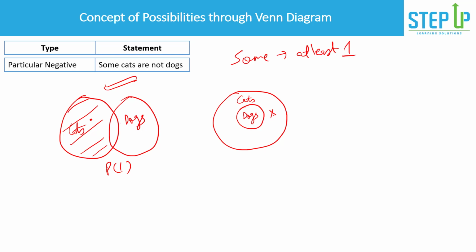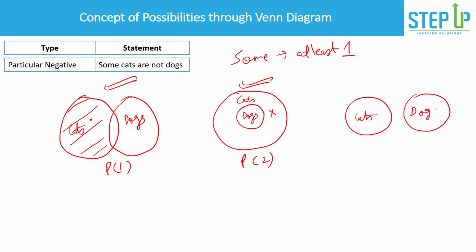Is this cat a dog? It's not a dog. That means it is validating the condition. So this is your possibility number 2. And again, also look at the extreme cases. At least one cat is not a dog. How about this diagram? If I say this is cats, this is dogs, we are saying at least one cat is not a dog. And here, in fact, none of the cats are dogs, right? Not a single cat is a dog. That means this is also validating the condition.